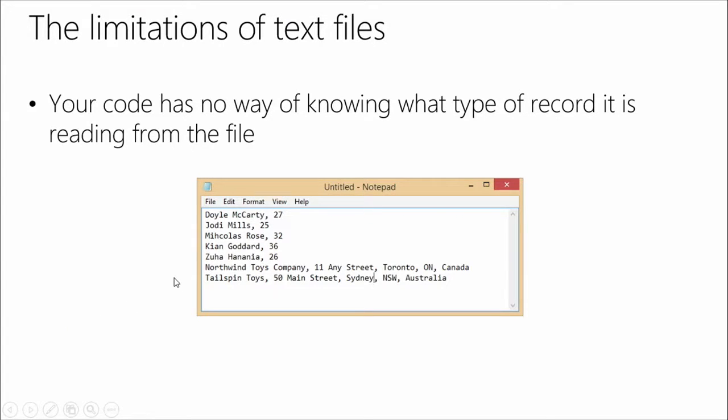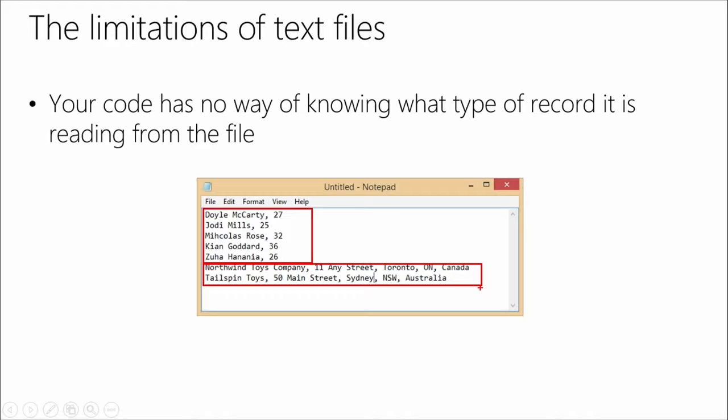The limitations, though, of text files, if we take a look at this file right here: we've got a bunch of records at the top, and these represent different people and their ages. But underneath, I have some information about some companies. And the problem is, if I write a program that's going to try and read this information, it doesn't know when am I looking at an employee record and when am I looking at a company record.